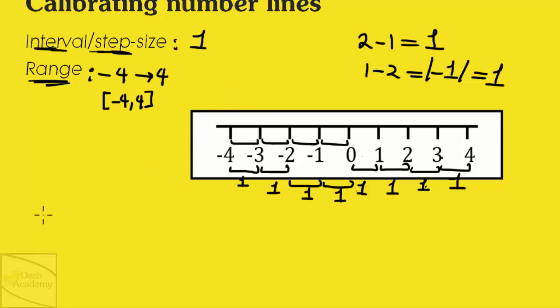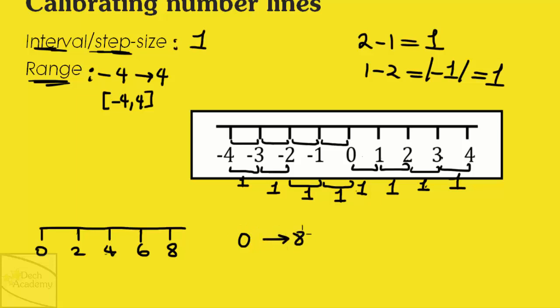I'll give another example. Here's a number line: 0, 2, 4, 6, 8. This number line has a range of 0 to 8, or I can write this as [0, 8] with square brackets. This number line has an interval of what? It has an interval of 2, because the magnitude of the difference between consecutive numbers is 2.